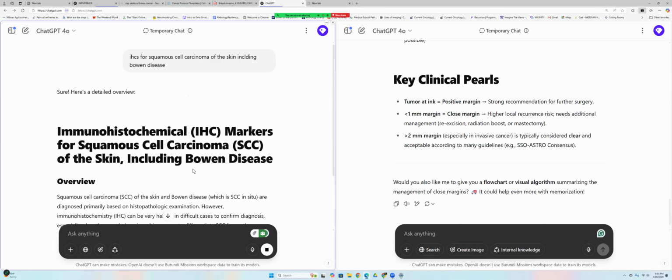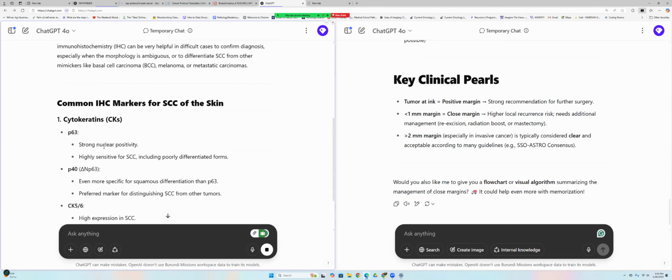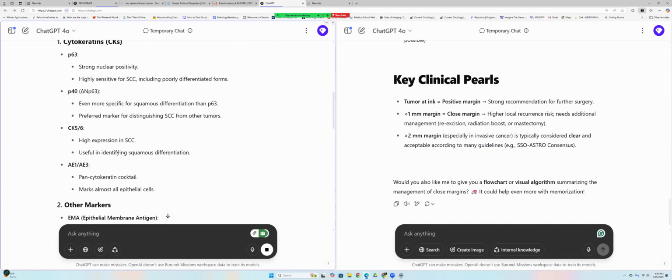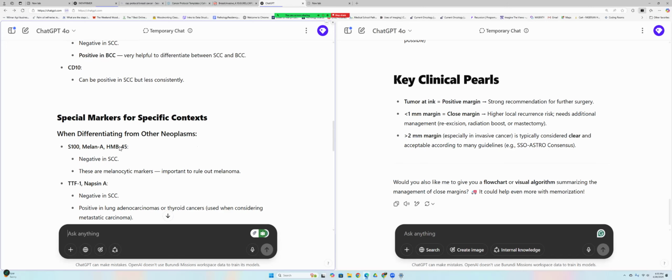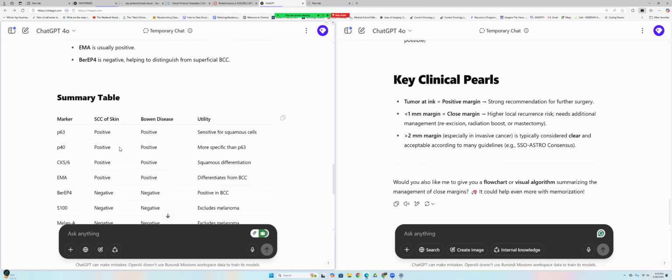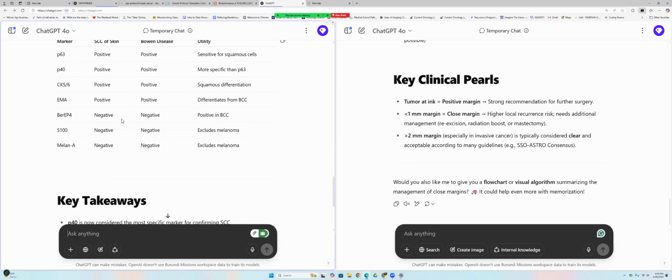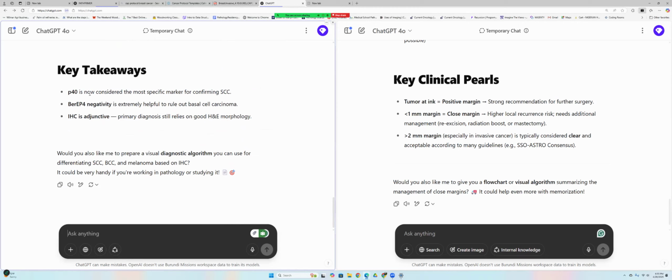P63 is a nuclear stain. The good thing about P63 is that it's nuclear. Nuclear stains are cleaner than cytoplasmic stains. P63 is high sensitivity, CK5/6, AE1/AE3 as well. In Bowen disease, all these things will be positive. For Paget disease, CK7 will be positive, P40 negative. Here, CK7 is what we use to differentiate. Now, P40 is the most specific marker for squamous cell carcinoma.